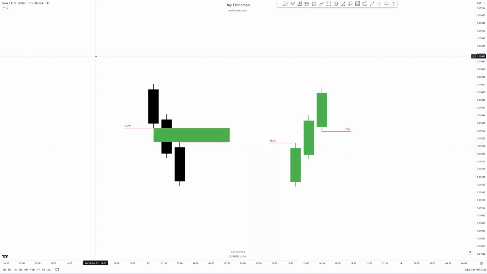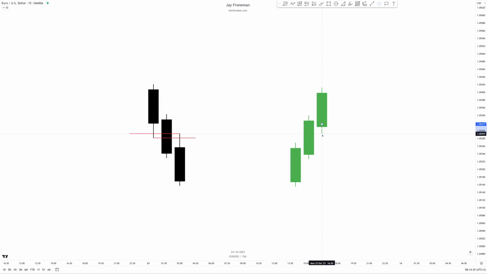Now that you understand what a fair value gap is, what does a fair value gap not look like? In this scenario, if we have a series of 3 bearish candles, but the wicks of the third and the first candle are overlapping, if I take a horizontal line and drag the high of the first candle across, and another line across the low of the third candle, you can see that these 2 wicks are overlapping. Therefore, in this scenario, there would be no valid fair value gap.